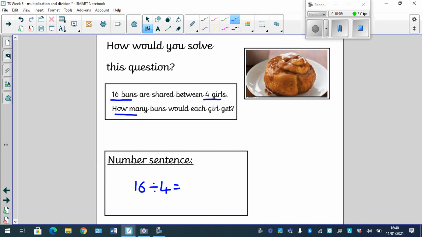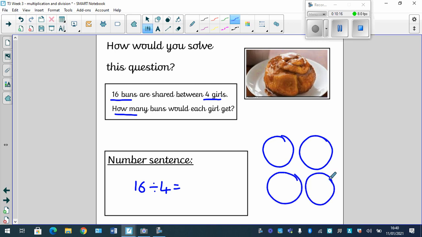Okay, so 4 sharing circles, 1, 2, 3, 4. Here we go, here are my buns. 1, 2, 3, 4, 5, 6, 7, 8, 9, 10, 11, 12, 13, 14, 15, 16. Each girl would get 4 buns.